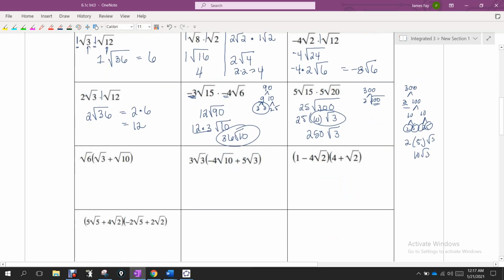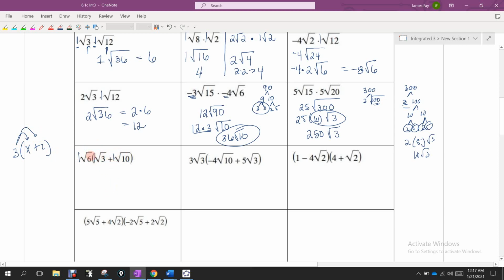These next handful are still multiplying. It's just other areas of multiplication that we've seen in the past. You guys can do this. You know how to do 3x times the quantity x plus 2. You can distribute. That's all this is saying right here. You're going to distribute.